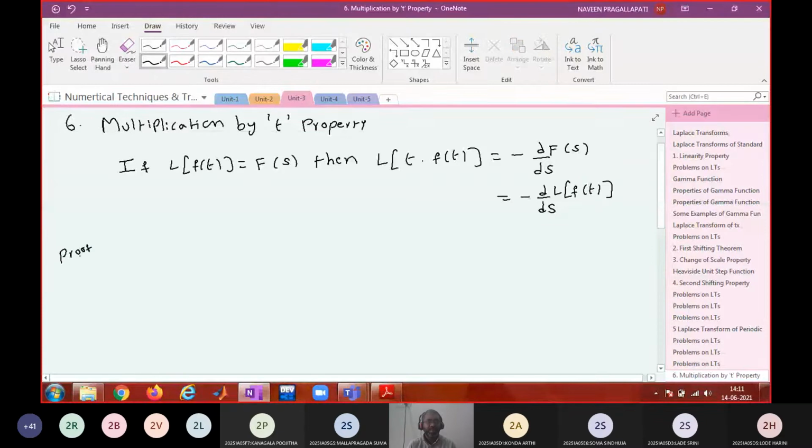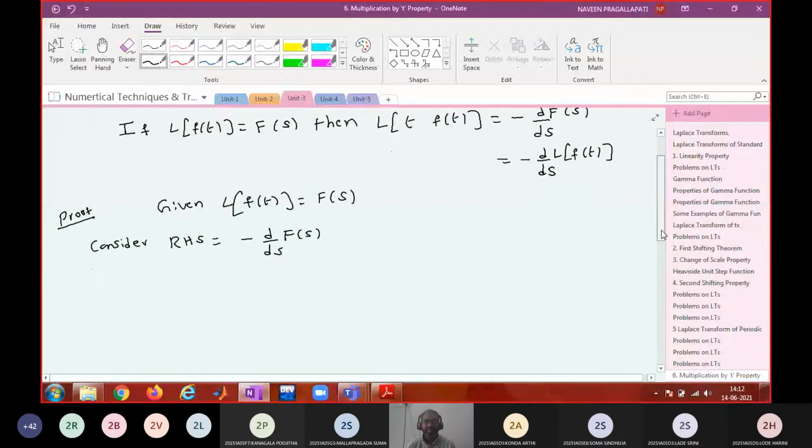So far we started with LHS and proved RHS, but for the first time I'm going to consider RHS and show LHS. So what is given? Given Laplace of f of t is equal to F of s. Now consider RHS equal to minus d by ds of F of s.